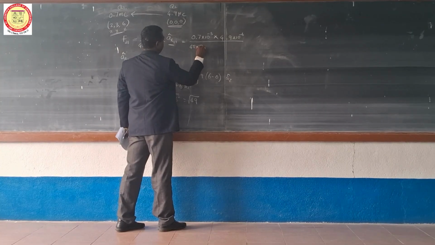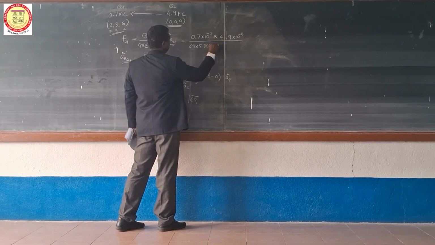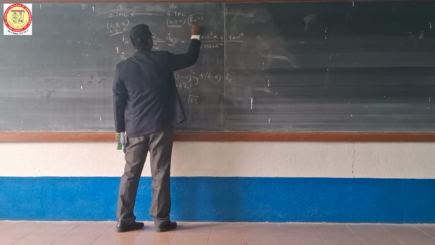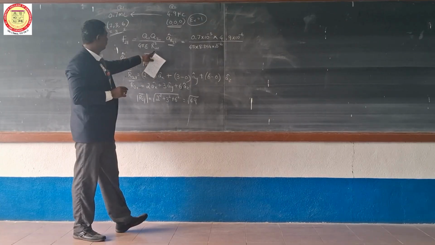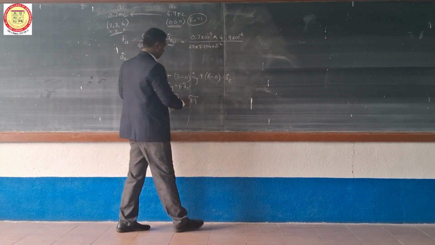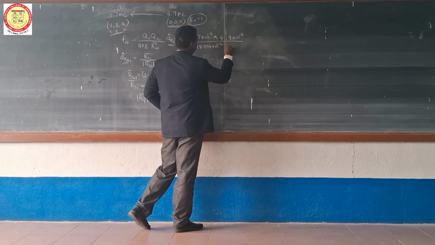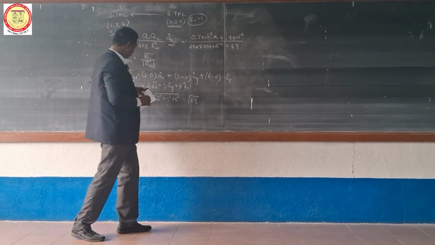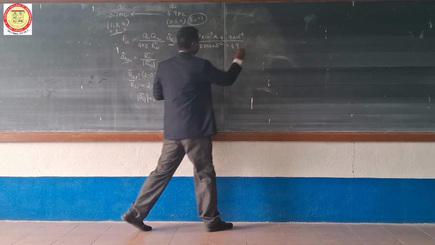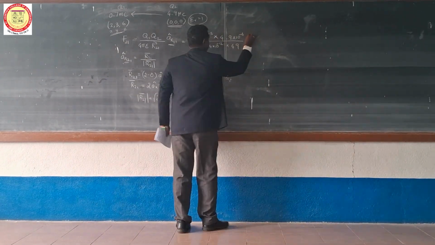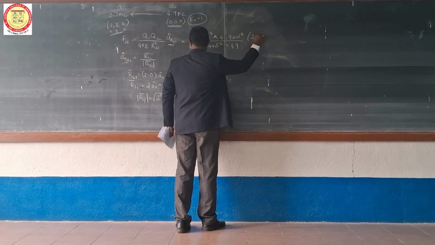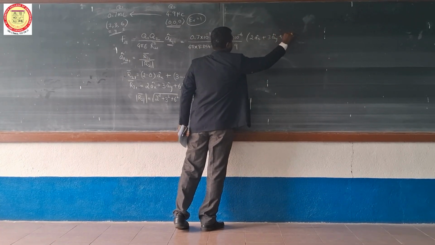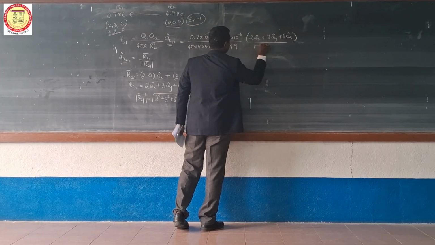What is epsilon? 8.854 into 10 power minus 12. We always assume epsilon r is 1 until and unless it is given, right? Then R21 square. What is R21 square? R21 is root 49, so square is 49 multiplied by unit vector. What is the unit vector? The given vector, that is, 2ax plus 3ay plus 6az divided by root 49.